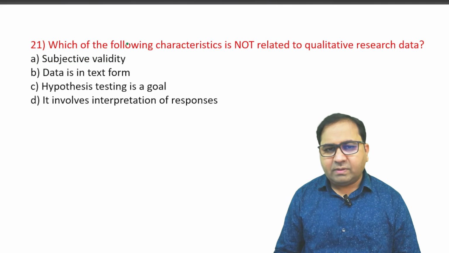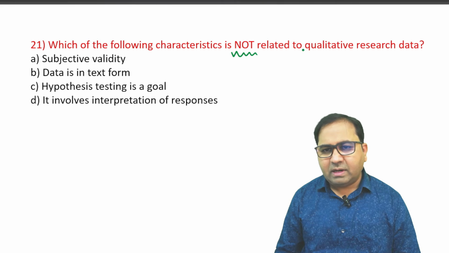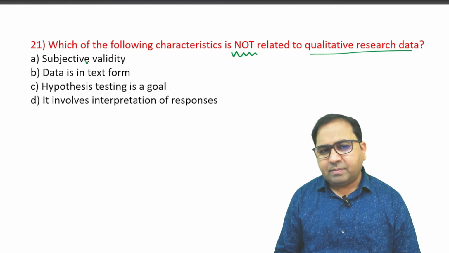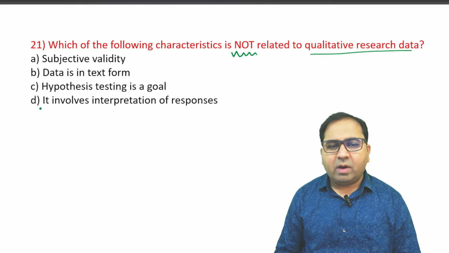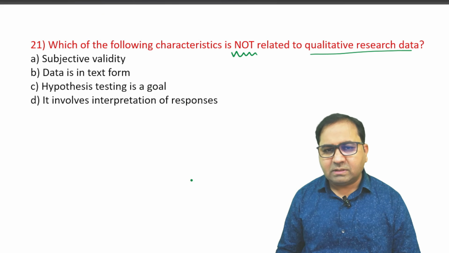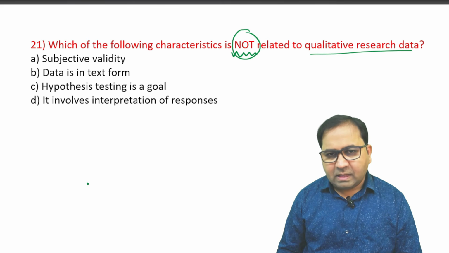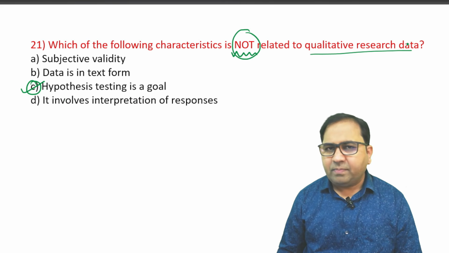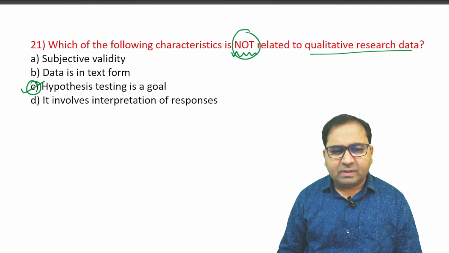Next question. Which of the following characteristics is not related to the qualitative research data? The options are A. Subjective validity. B. Data is in the text form. Or C. Hypothesis testing is a goal. Or D. It involves the interpretation of responses. So, which of the following is not related to qualitative research data? The answer for this question is option number C, that is hypothesis testing is a goal is not a characteristic relating to the qualitative research data.